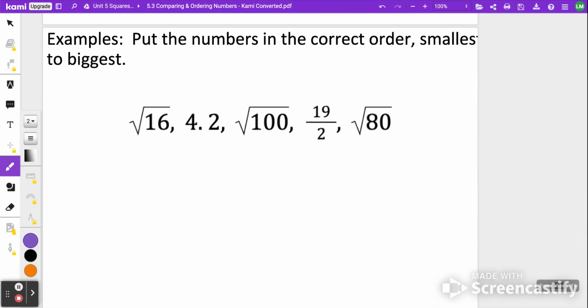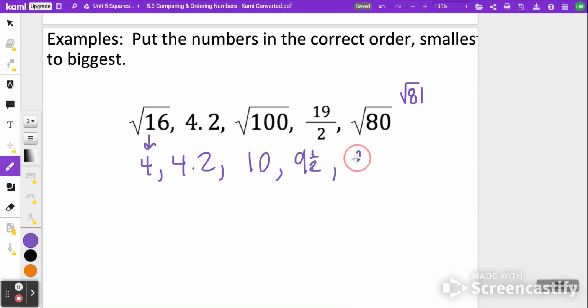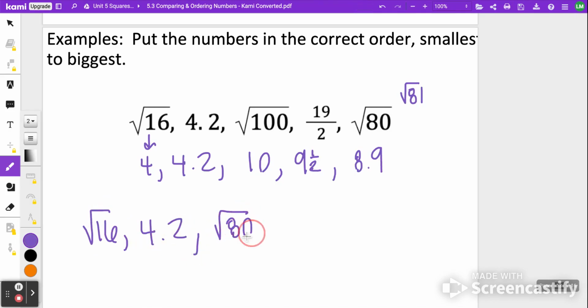Next up, put the numbers in correct order from smallest to biggest, solving as we go. So we got 4, 4.2, 10. 2 goes into 19 9 times with 1 remaining, so 9.5. And then the square root of 80 is very close to 9, but not actually equal to 9. So that would be closest to the square root of 81. So I'm going to say that's about 8.9. Okay. Smallest is 4, square root of 16, then 4.2, then the square root of 80, then 19 over 2, and finally the square root of 100.